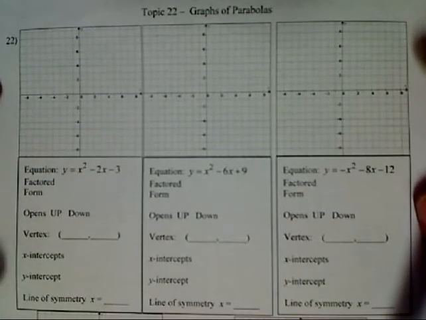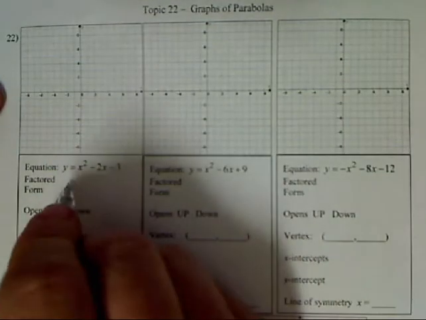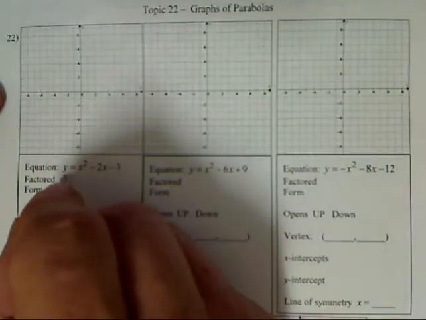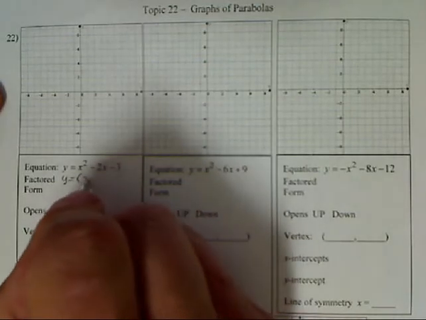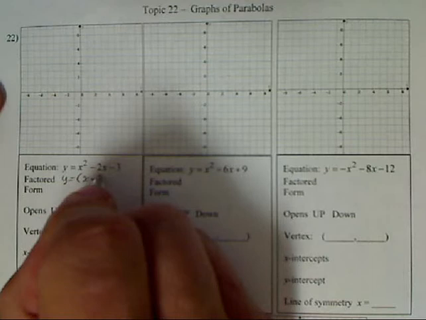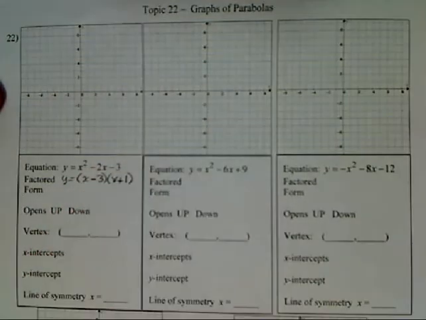Okay, so I'm going to do these top three. You're going to have to do the bottom two on your own. So first step is you're going to be factoring the equation. So this one factors. I have two numbers that multiply to give me -3, but add to -2. So it's x minus 3 and x plus 1. That's my factored form.